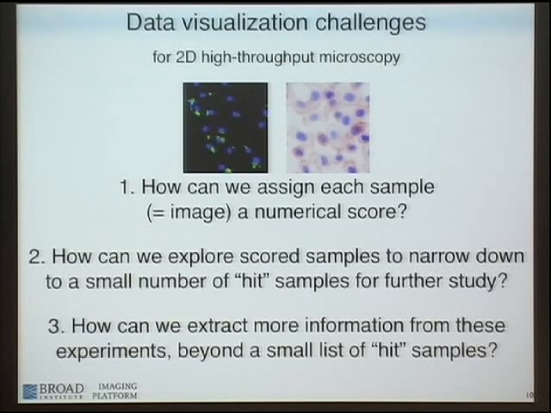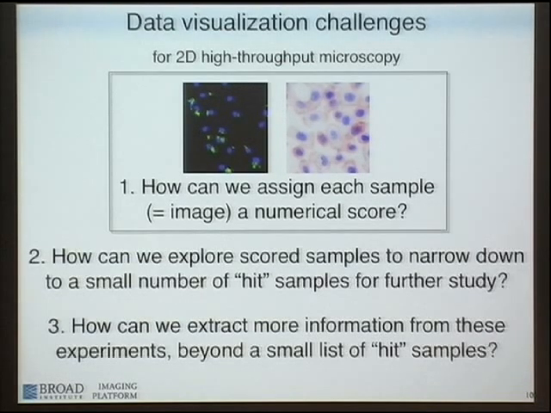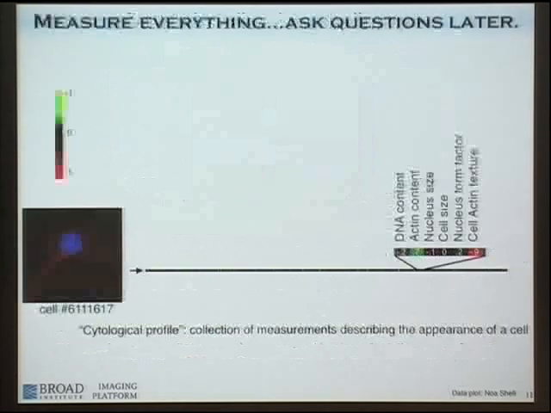So we'll start here with the how do we assign each sample a numerical score when it's a complicated phenotype, when it's not terribly easy to find a single measurement. And the answer that we've followed pretty successfully is to just measure everything you possibly can about the cell and then ask questions later. So if you take an individual cell from one of the samples in the experiment, cell number 6 million, you want to measure every one of its properties.